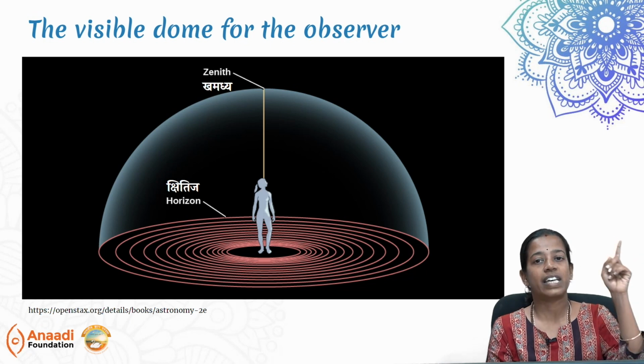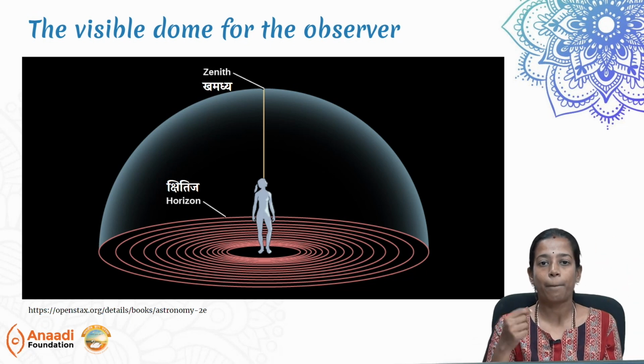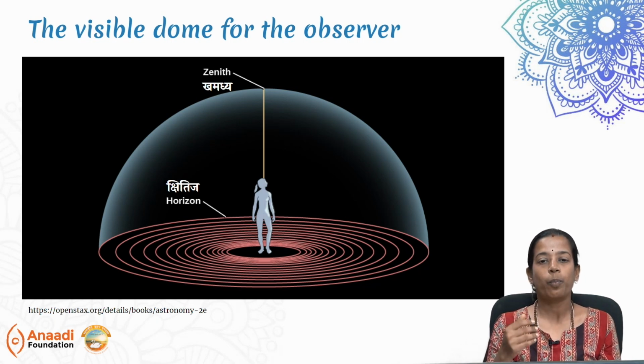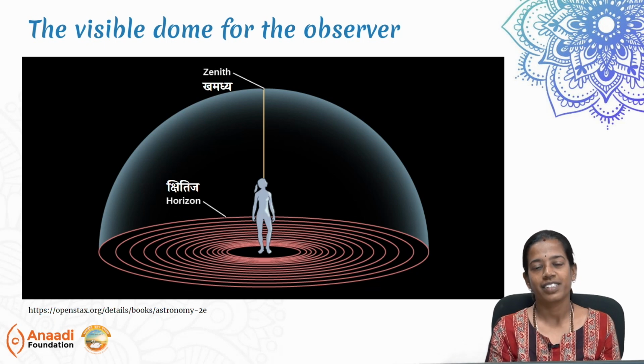Thus, such celestial events help us to map our position on the earth. By observing the sky, I will be able to position myself on the earth.